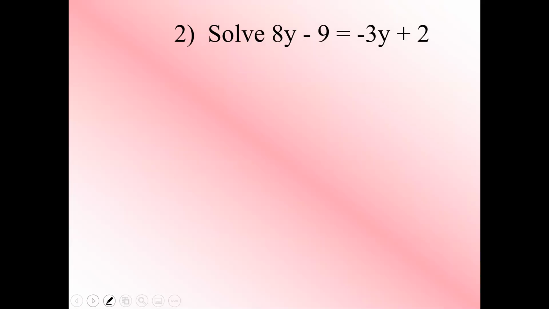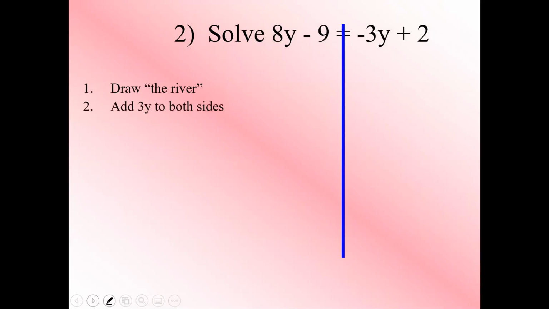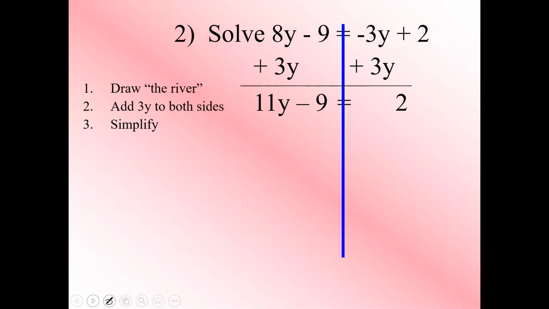All right, question number 2. You're going to draw the line in the center because those are the equal signs. So you have left side and your right side. You want to go ahead and get rid of the smaller y just so you have a positive variable. So opposite of a negative y is a plus y, so you get 11y on the left side. Then you want to get rid of the negative 9 because you want to isolate the y. Opposite of a negative is a positive.